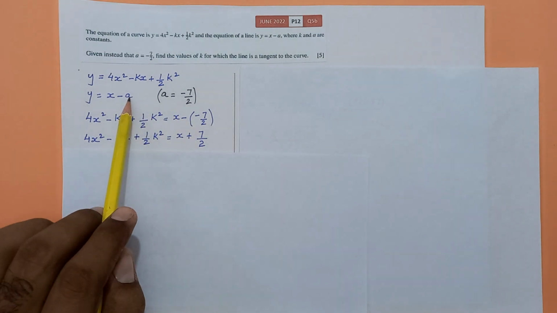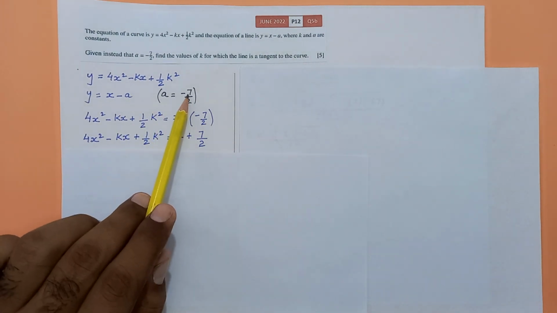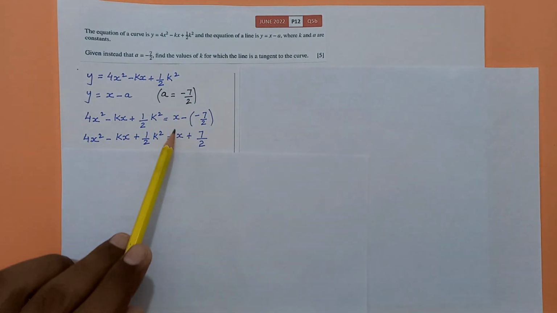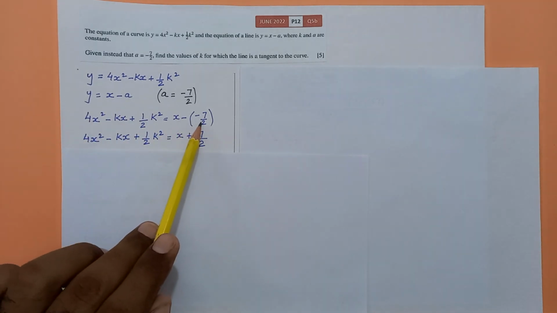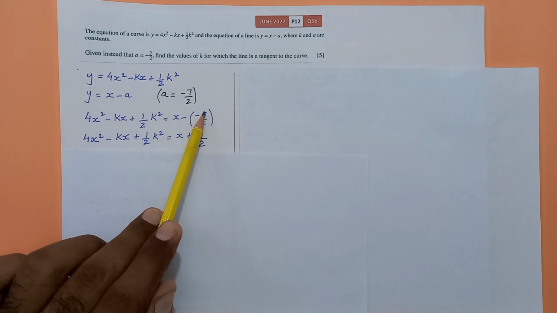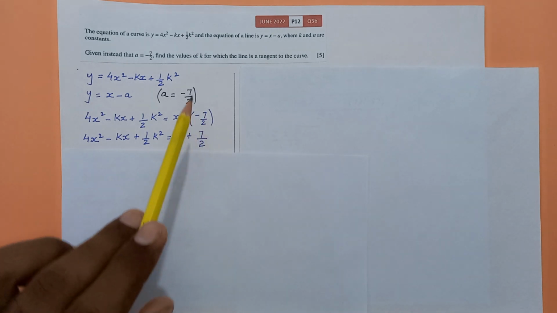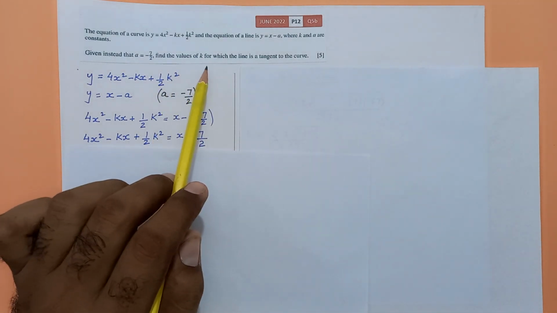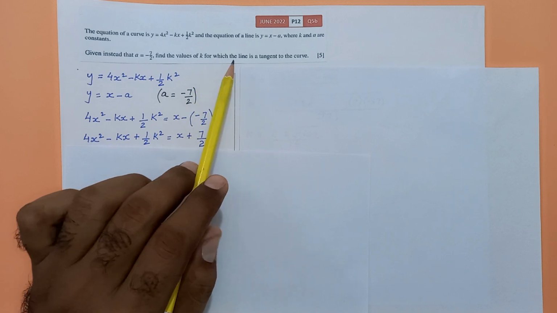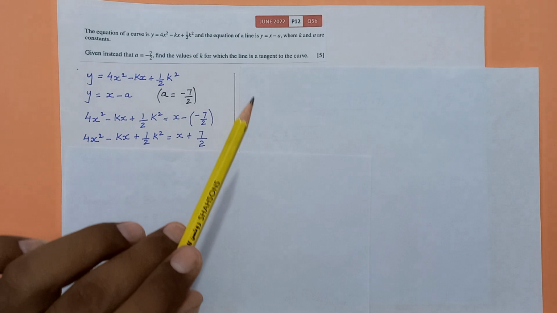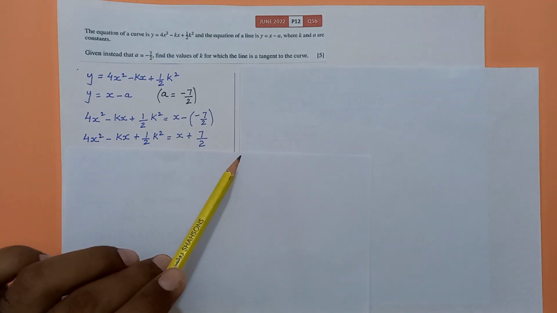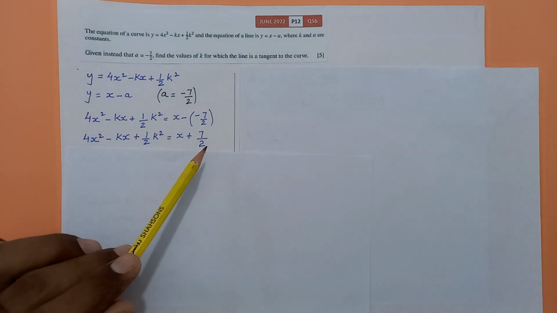That means instead of a, we could place minus 7 upon 2. That means we have done over here, instead of x minus a, instead of a, we have written minus 7 upon 2. The condition says to find the values of k for which the line is a tangent to the curve. Tangent means point of intersection, means common point.